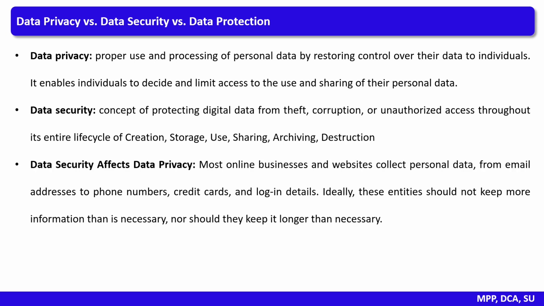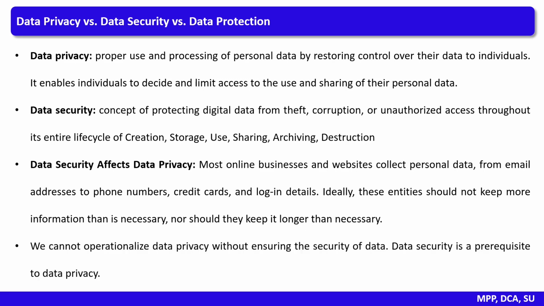Now let us understand how data security affects data privacy by considering an example. Most online businesses and websites collect personal data, from email addresses to phone numbers, credit card numbers, and login details. Ideally, these entities should not keep more information than what is necessary, nor should they keep it longer than necessary. We cannot operationalize data privacy without ensuring the security of data. Therefore, data security is a prerequisite to data privacy.